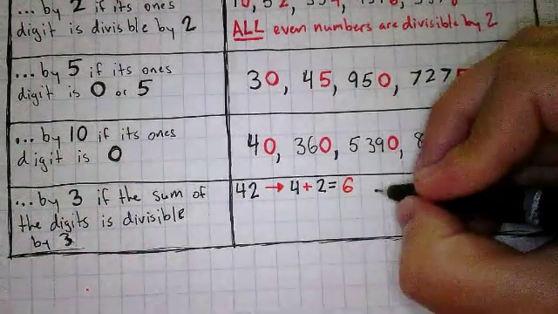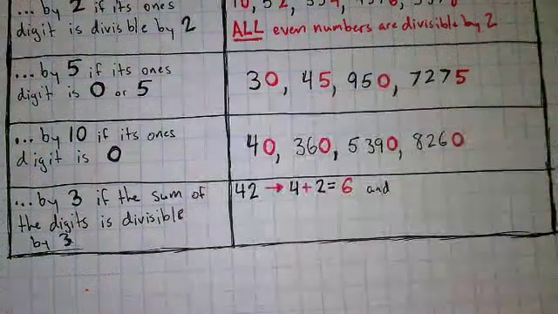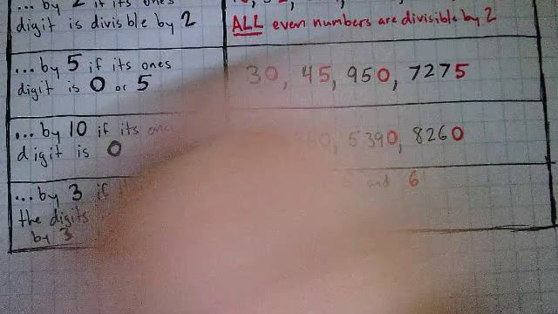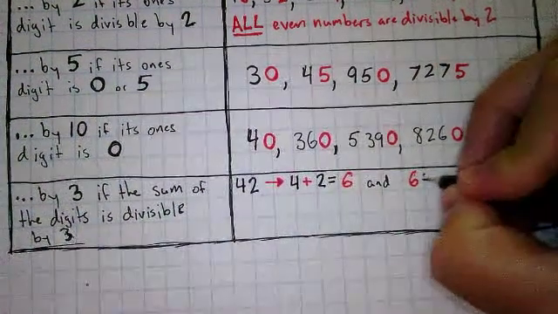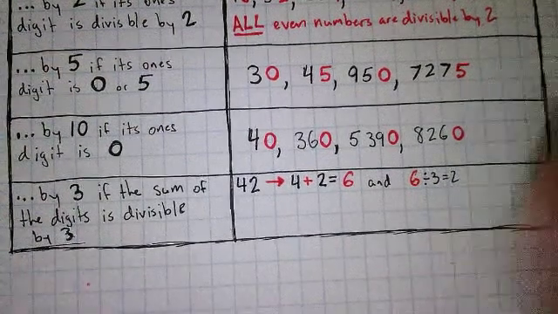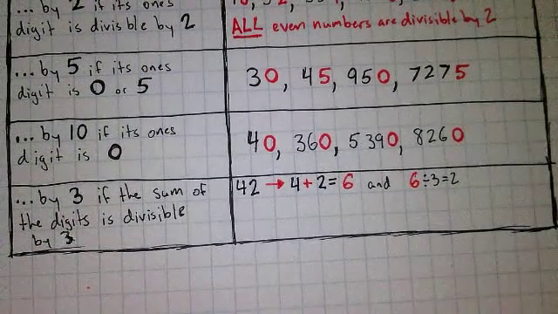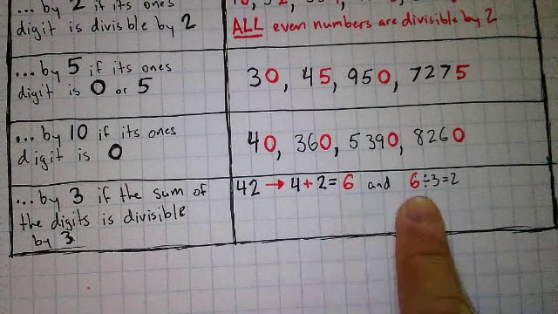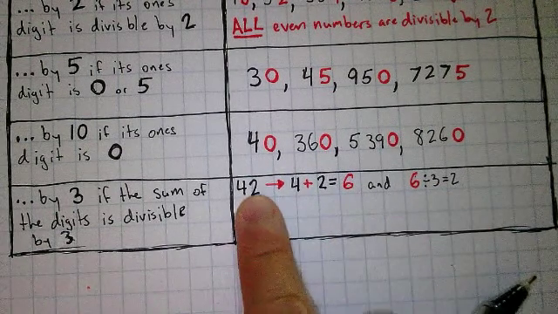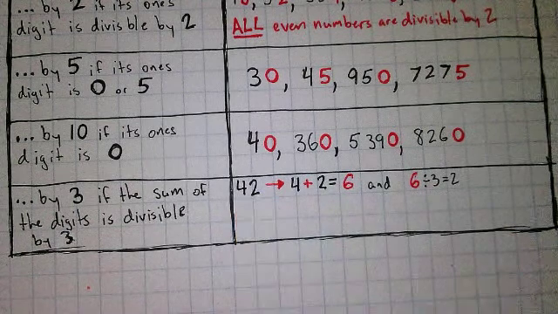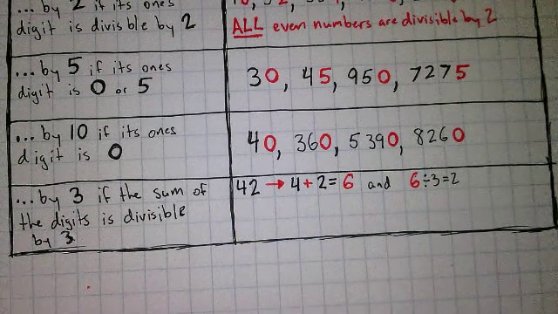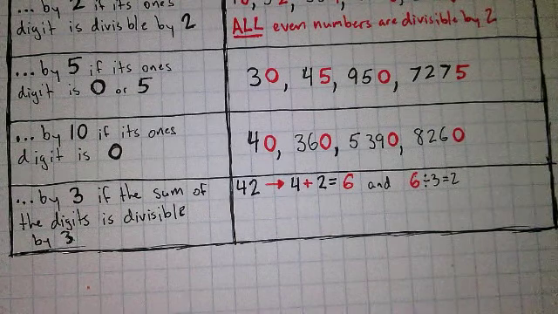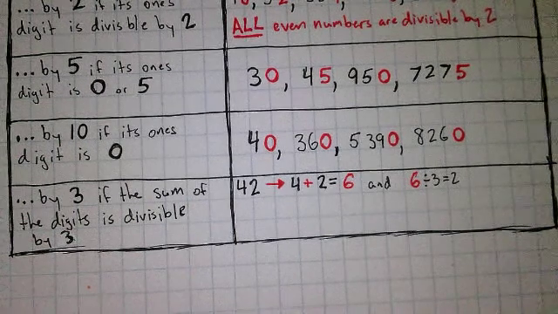Yes. So I know that 6 divided by 3 equals 2. I know that 3 goes into 6 evenly. So, since 4 plus 2 equals 6, and 6 is divisible by 3, that means 42 is also divisible by 3. It's a little funky. You gotta add the digits together. It's a little weird. We're gonna do one more.